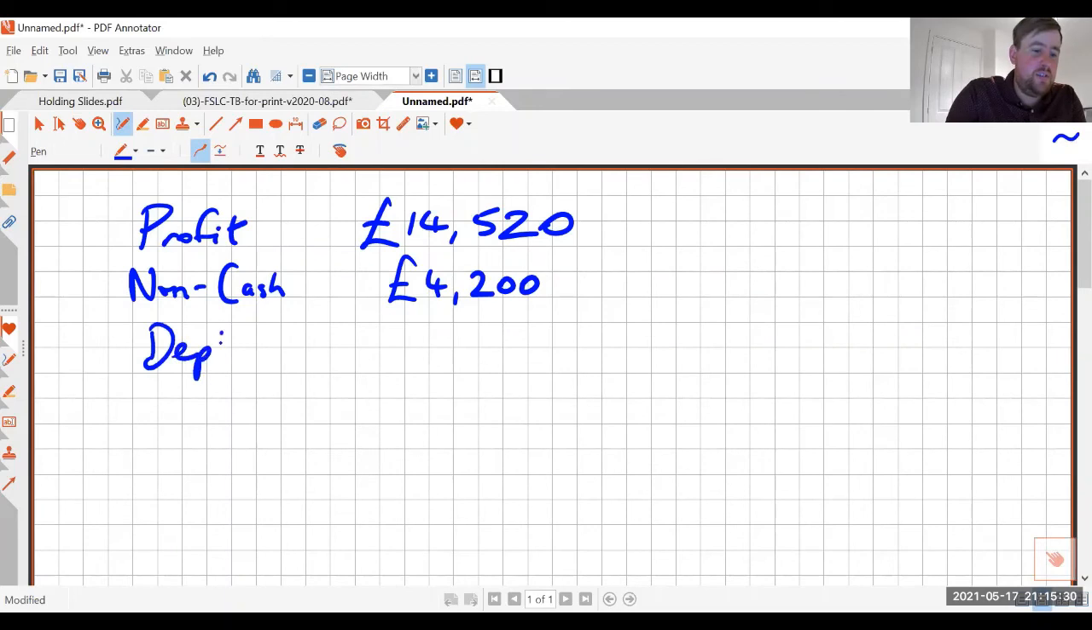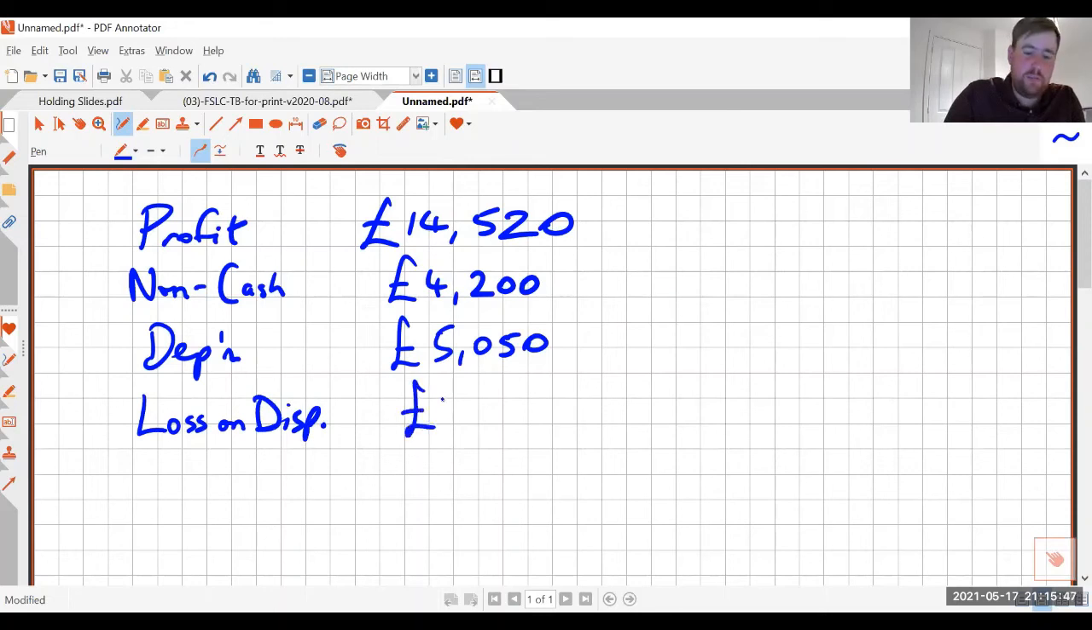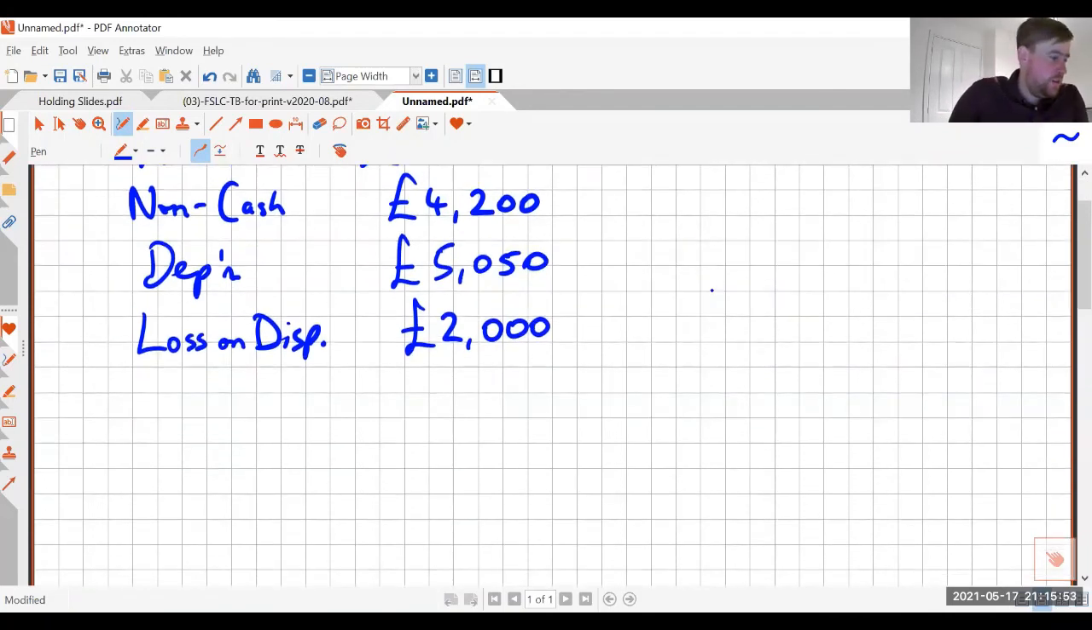Depreciation comes in next, which is 5,050. And we had the loss on disposal, which was 2,000. Again, a loss is going to be an expense, so we need to add it back on. Nothing to worry about in terms of interest.